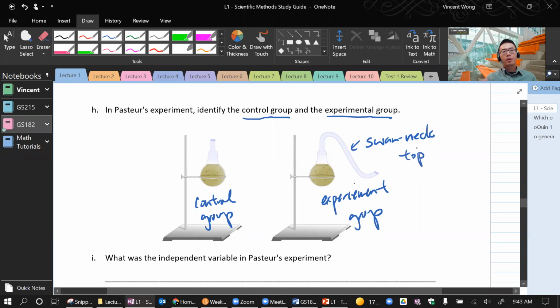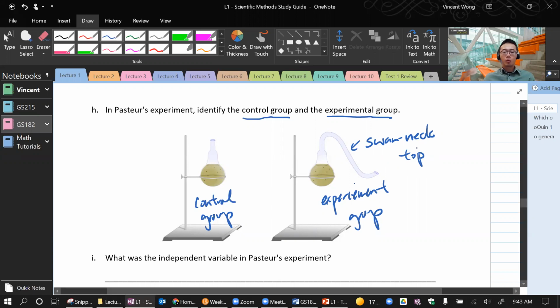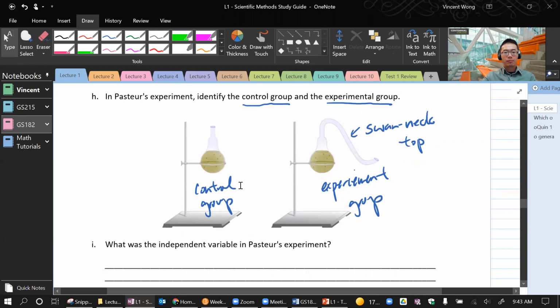Again, in an experiment, the control group is the group that is not going to be receiving any modification. If you think about testing a vaccine, the control group will be the group that is not receiving a vaccine, and the experimental group will be the one receiving it. There's also the placebo, which we'll get into in a bit. So what was the independent variable for Pasteur's experiment? What do you guys think? Anybody? The independent variable, the one that he deliberately changed in this case.